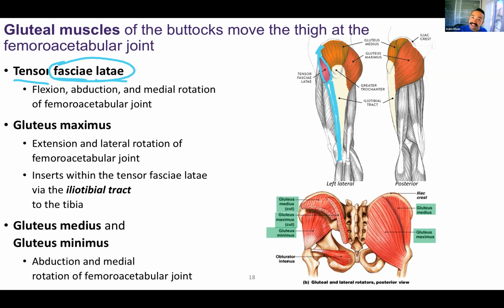The tensor fasciae latae, because of its anterior lateral location, not in the gluteal region, can be for flexion, for bringing your leg forward, flexion of the femoroacetabular joint; abduction, put your hand on your hip and bring your leg out to the side. You can feel that contracting. And medial rotation at the hip, medially rotating at the femoroacetabular joint. Flexion, abduction, and medial rotation.